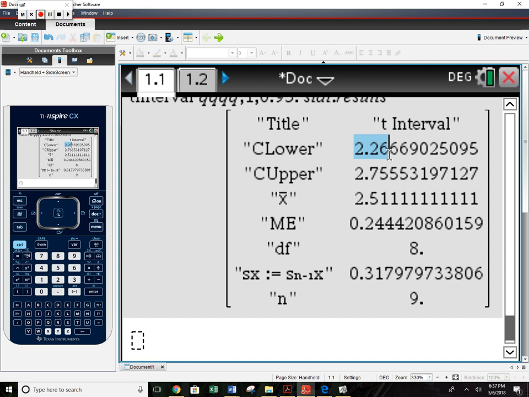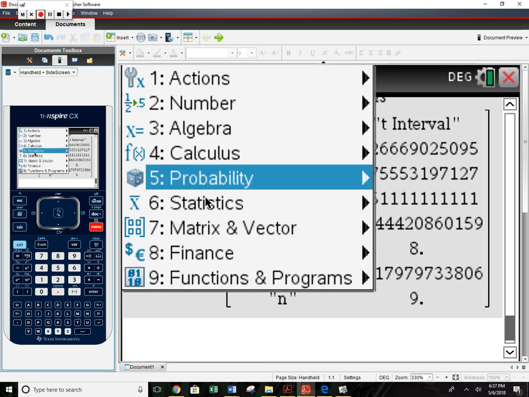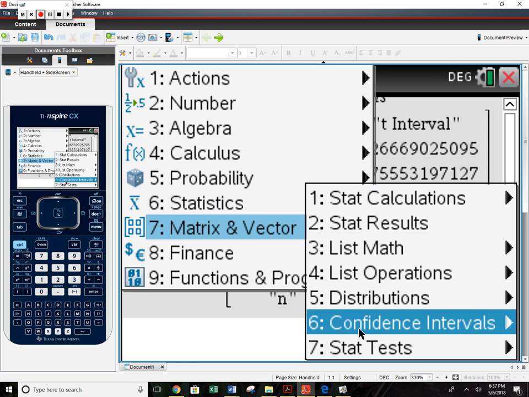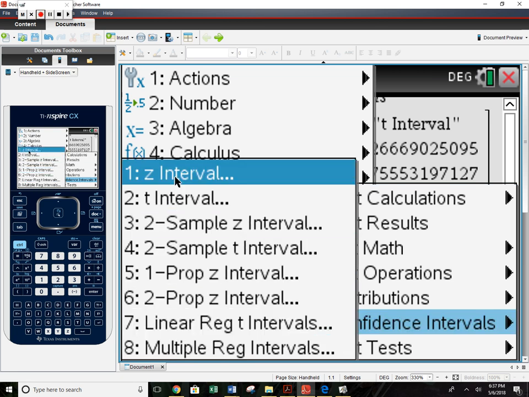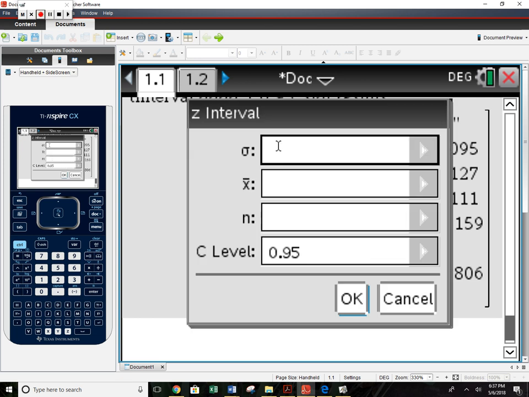So anywhere from 2... Dude. Did I do that again? Holy crap. Okay. 6, z-test, data stats.